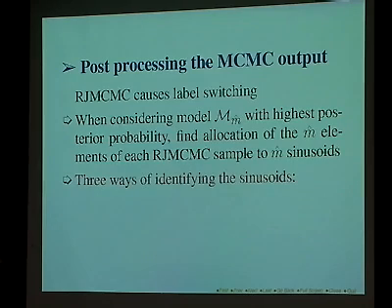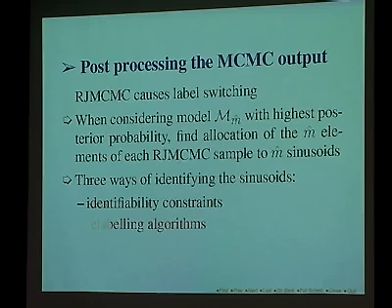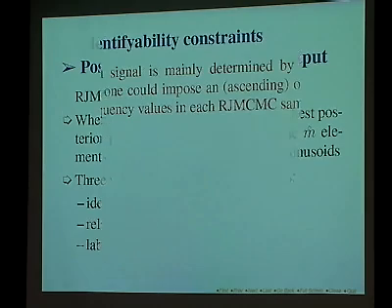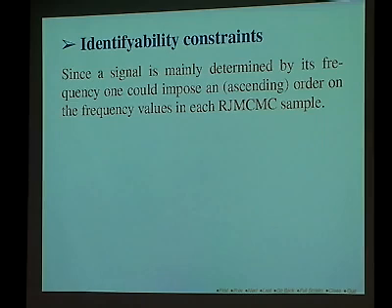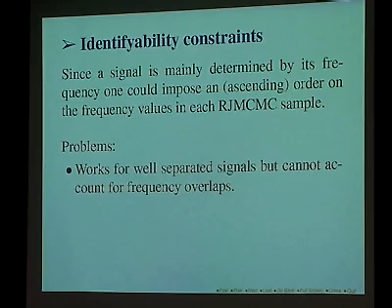In the literature, there are usually three ways of identifying the sinusoids. First, the identifiability constraint. That works well when you have just a handful of well-separated signals. What you do is just order by the frequency, because usually the frequency is the most important factor of identification for the sinusoids. Then you have relabeling and label invariant loss functions. As I said, the identifiability constraint just works properly when you have well-separated sinusoids and just a handful, like Andrea used this technique.